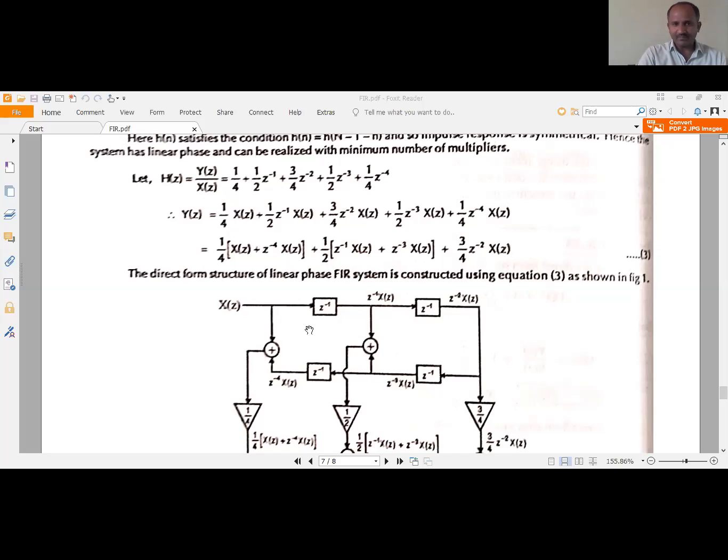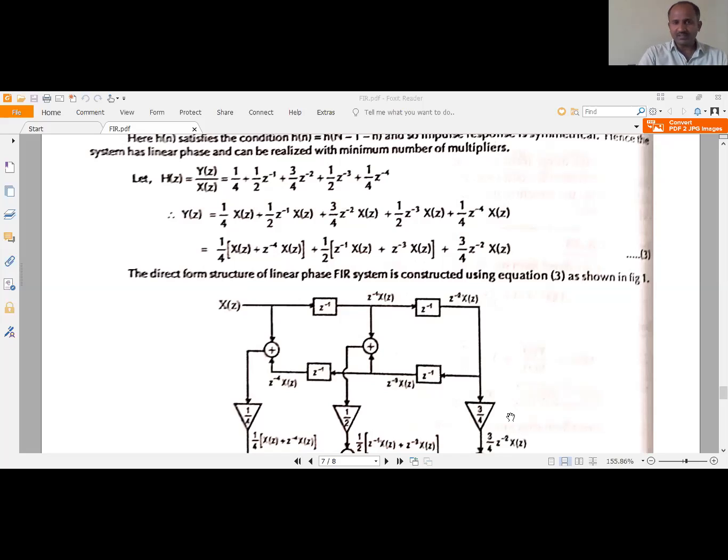And take tapping, so I have to connect like this. Connect like this, and take tapping from these two adders. And separately I have to take a link from this, because this 3 by 4 is separate. So we can connect this 3 by 4 here, and this 1 by 4, which is common. 1 by 4 is here, 1 by 2 is here, and 3 by 4 is here.